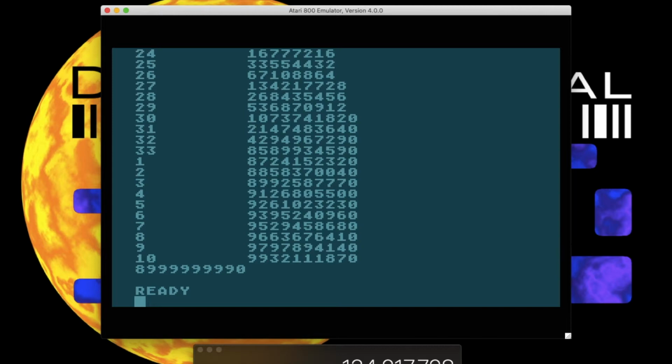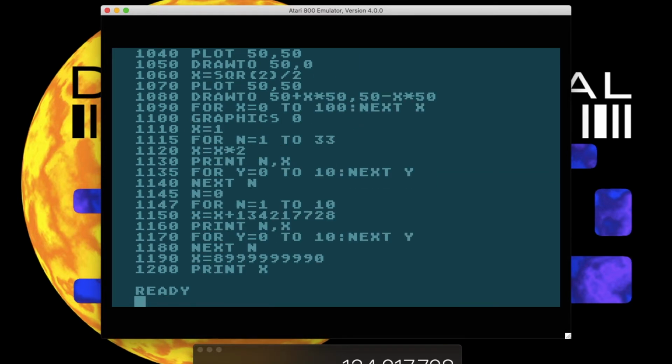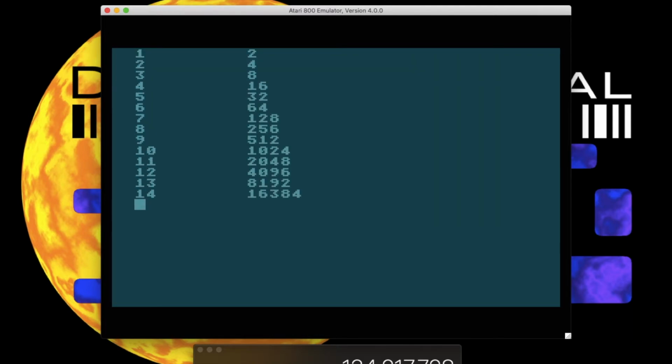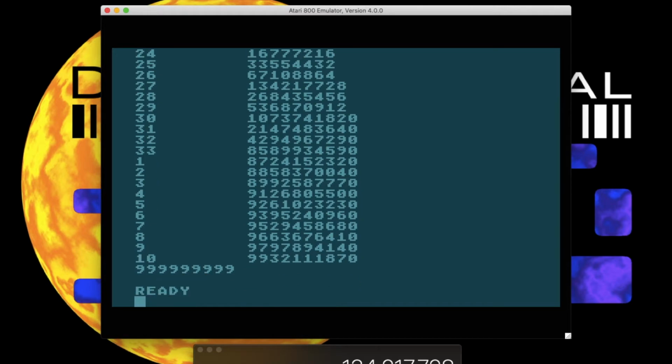Nope. It doesn't like 10 digits. It likes 9 digits. So it looks like we got that as our biggest number. Without exponents, see, it does that fine. So that's 1, 2, 3, 4, 5, 6, 7, 8, 9 digits. That's the biggest number we can represent without an exponent.